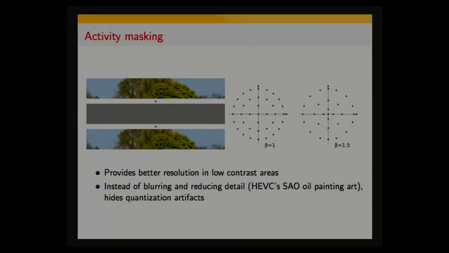The properties of PVQ are also what makes it very interesting. Using PVQ, we can vary the codebook. So we can optimize it, for instance, for areas which have low contrast. So this is what activity masking tries to do. It attempts to provide better resolution in low contrast images.